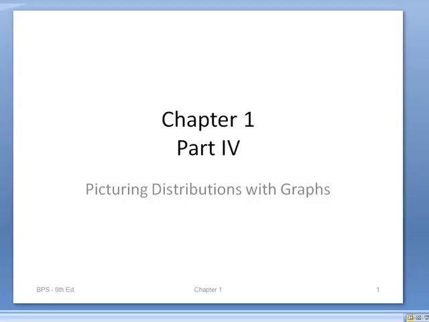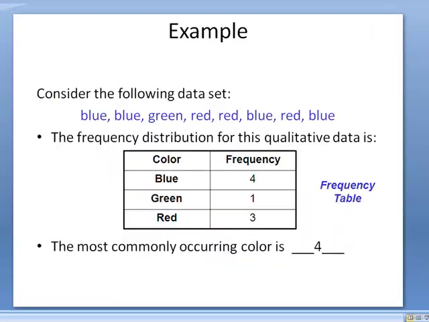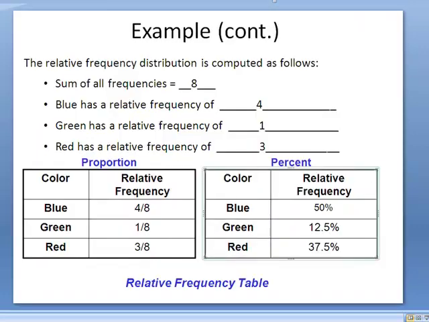Welcome back to Chapter 1, Part 4, where we're going to continue on with the example we did in Part 3. Now, our variable was the color of shirts in a class of 8. And so we did the relative frequency, and we also did the frequency table on the slide before. So here's the frequency table, and these are the two versions of the relative frequency table. You could either give it as a fraction or as a percent or decimal.